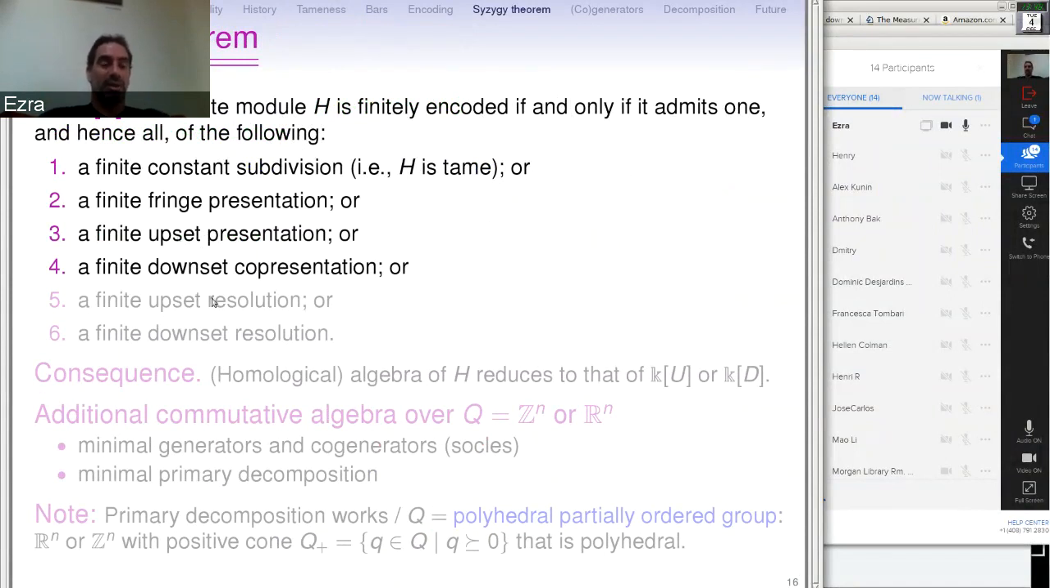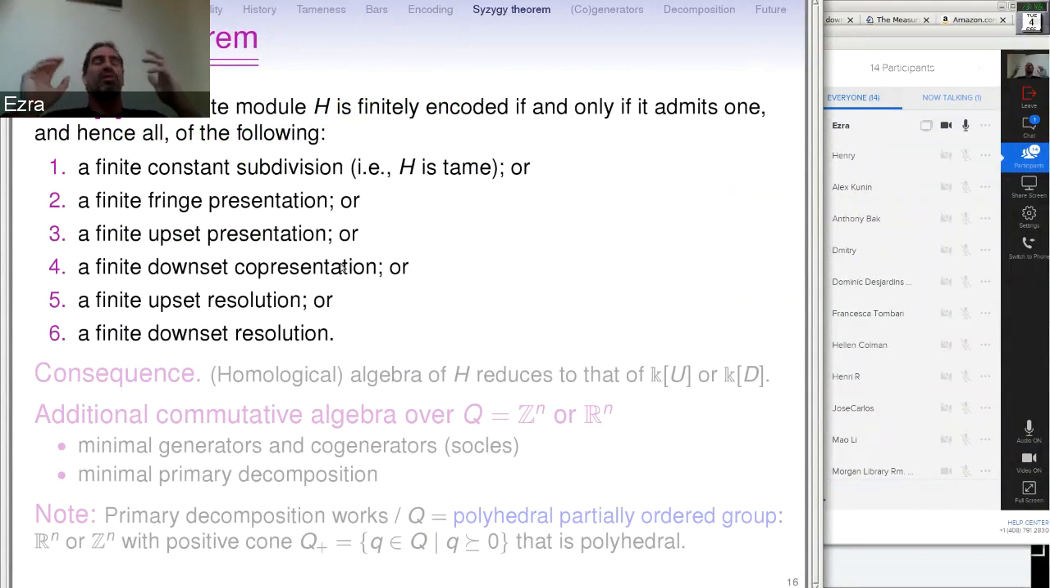A finite upset resolution says you can keep going and not just take an upset presentation, but keep going. And what you want is that the resolution stops at a certain point. That's what it means to be a finite upset resolution, and having a finite downset resolution. So this is really sort of the Hilbert syzygy theorem for R^n-graded modules over this real exponent polynomial ring. So we're not talking about free presentations, we're talking about upset presentations. Free presentations probably follows from this, although I haven't thought about that. Because I don't really care.